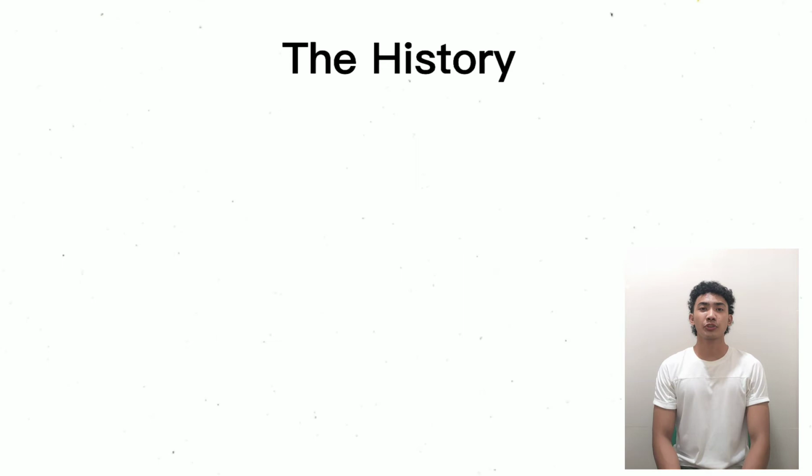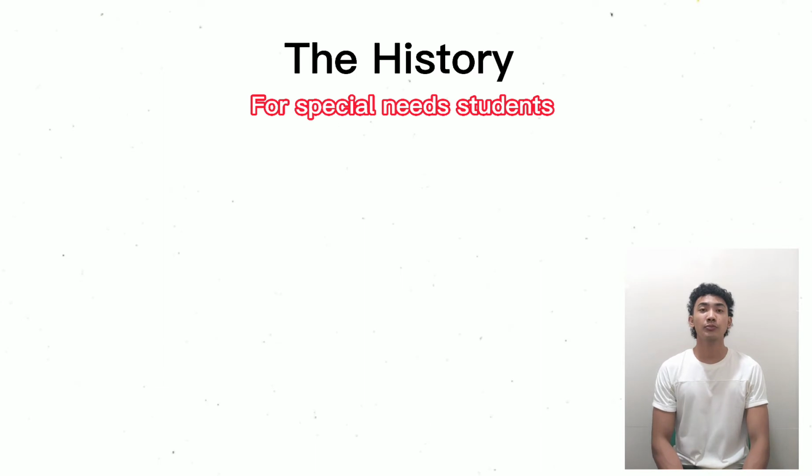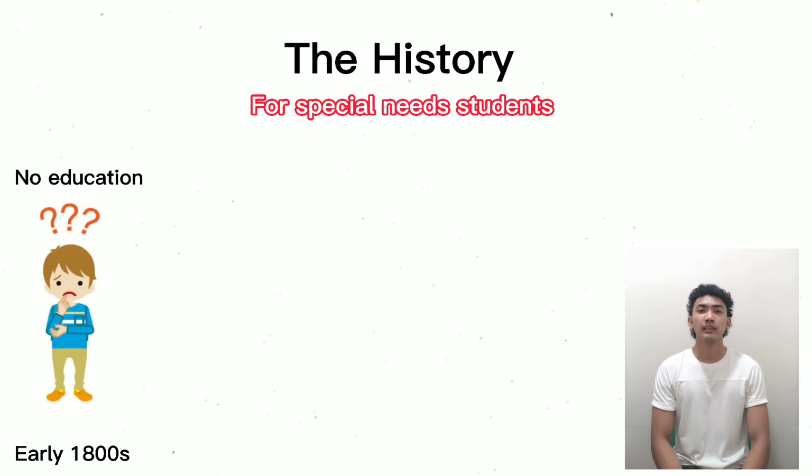Next, let's take a short look at the history of special education and how we got to the inclusion movement. Special education has come a long way since the 1800s. There really was no place for disabled children. Most of them didn't receive any education in terms of schooling. Some parents may have paid high sums of money for private tutoring.